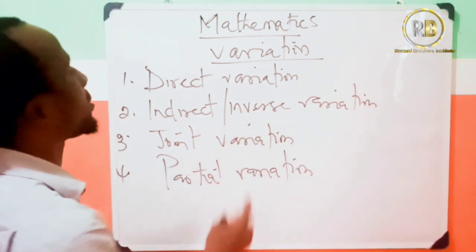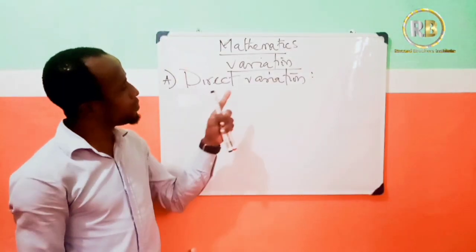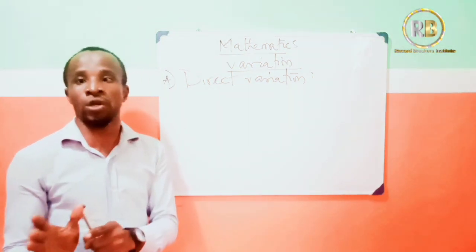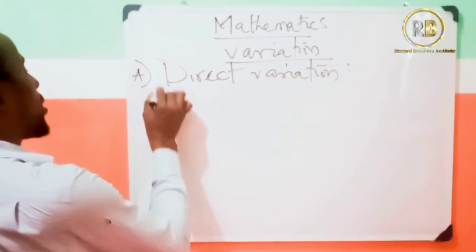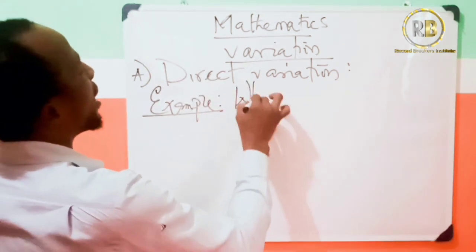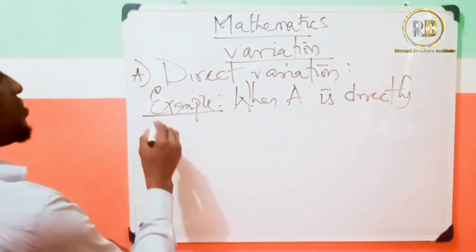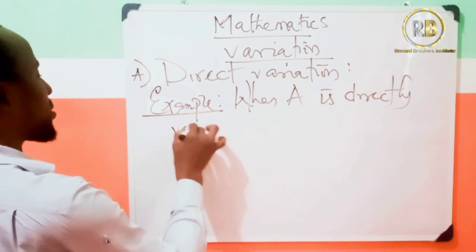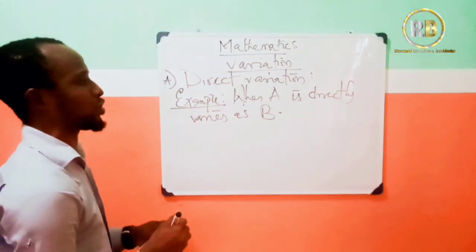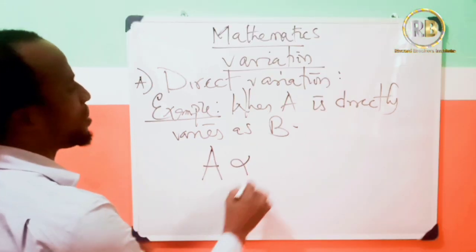First, I'll be teaching you on direct variation. Welcome back. Direct variation, as I said earlier, is the relationship between two variables in which when one variable increases, the other also increases. An example of direct variation is when A directly varies as B. Now, how am I going to explain the content of this? By showing the symbol of it, which is A directly varies as B.